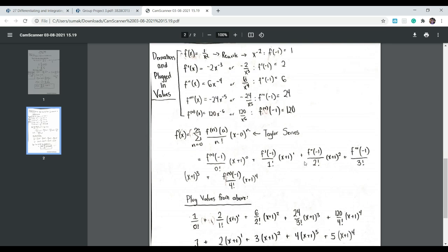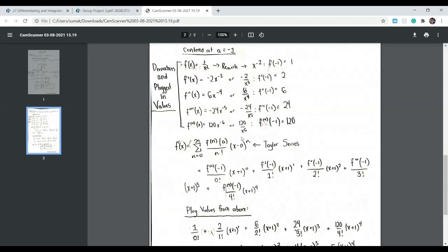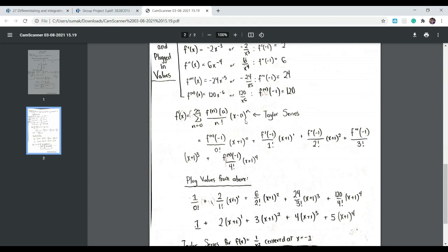So I plugged in all those values, got the derivatives, and then you can see a Taylor series is represented by f of x equals the summation from 0 to infinity of f to the n, where n represents whichever derivative you're taking, the first derivative, second, third, evaluated at a, which is what it's centered at, over n factorial, times x minus a to the n. And I'm going to reiterate what I said again. Since the center is negative 1, it's going to be x minus negative 1, which is simply x plus 1. And that will be the Taylor series. So that's just a general Taylor series.